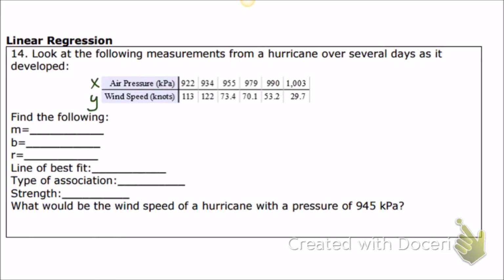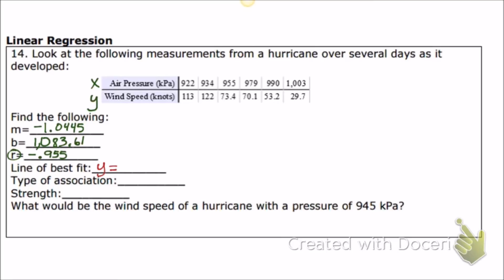Okay, so this is my X, this is my Y. So whenever we type it in the calculator and we press menu 413, then we find that the slope is negative 1.0445. The y-intercept is 1083.61. And then my R, which is a correlation coefficient, is negative 0.955. Okay, line of best fit.